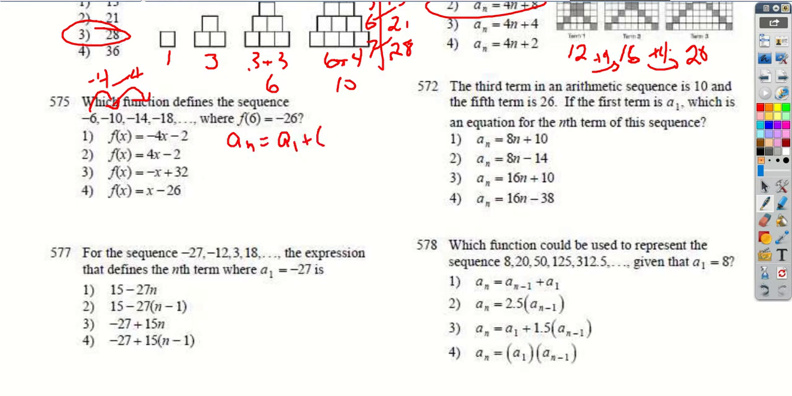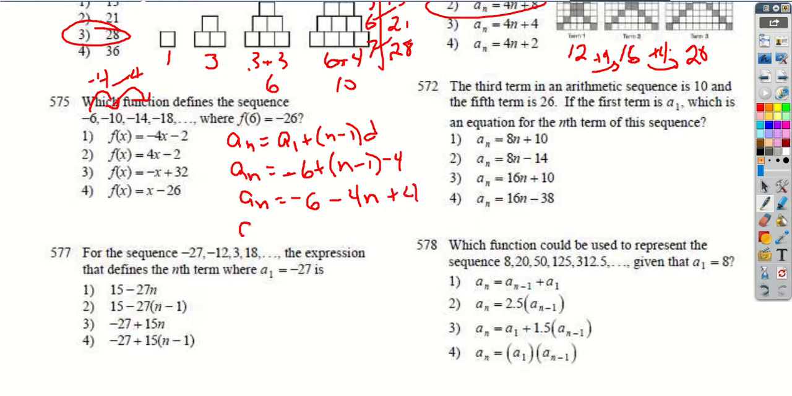A1 plus n minus 1 times d. We're going to plug in and then simplify. So the first term, it says, is 26. So we want to make sure, like the first term, so an, the first term is negative 6, okay, plus n minus 1, n minus 1, and then d is minus 4. And so if we distribute, we're going to get a sub n is equal to negative 6 plus, or in this case minus, because it's negative 4 times n. So then minus 4n and then plus 4.